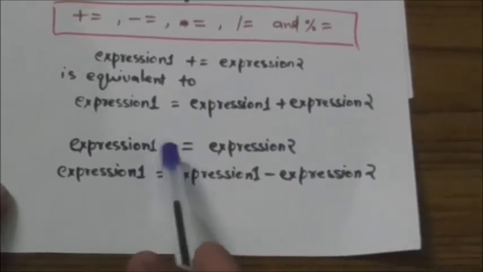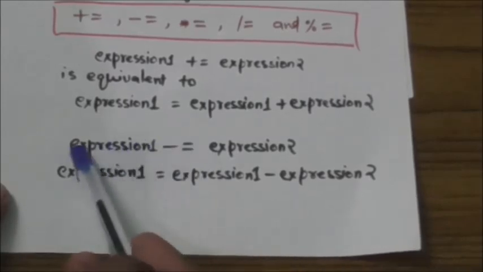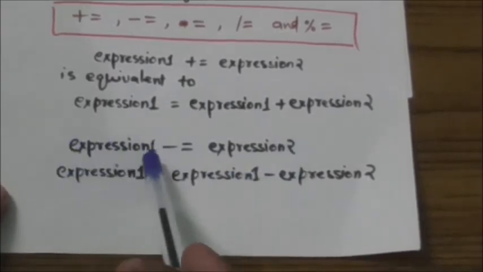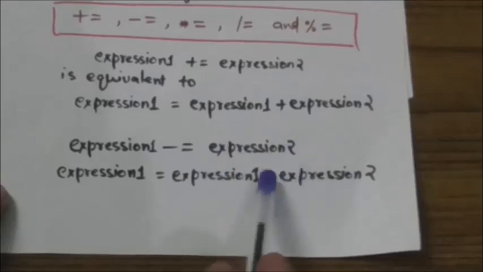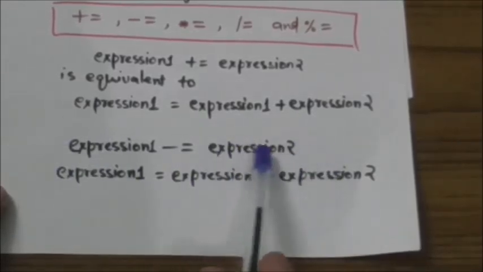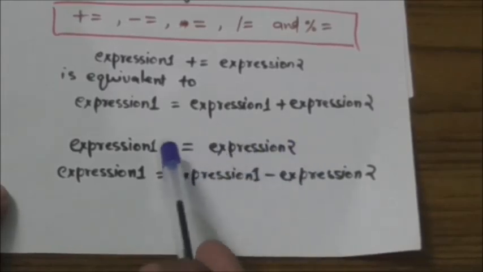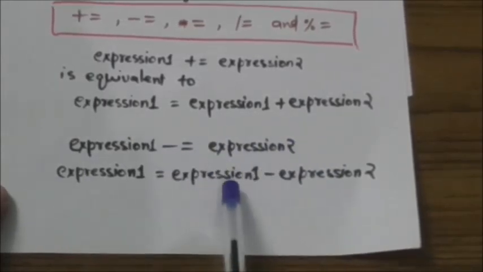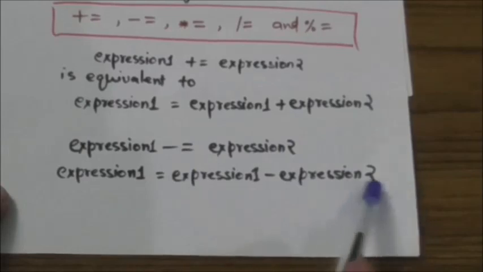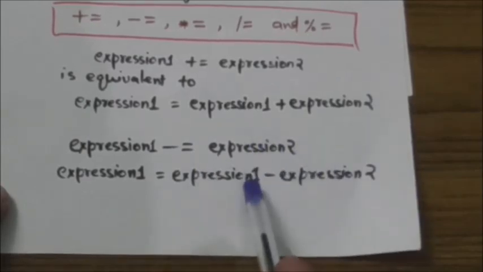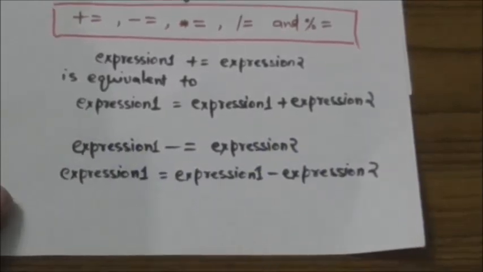Similarly, see this assignment operator minus is equal to. Now see this expression: expression 1 minus is equal to expression 2. So what is the meaning of that? Its meaning is that first expression 2 will be subtracted from expression 1, and whatever value comes as a result, that value will be assigned to expression 1.